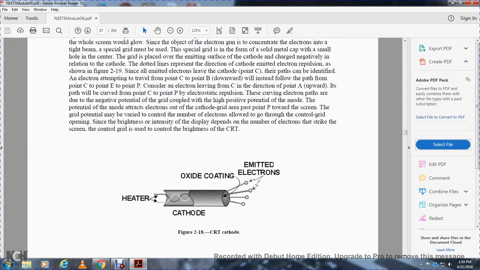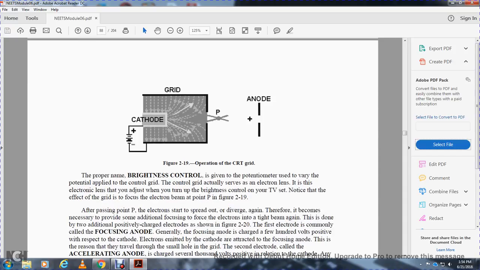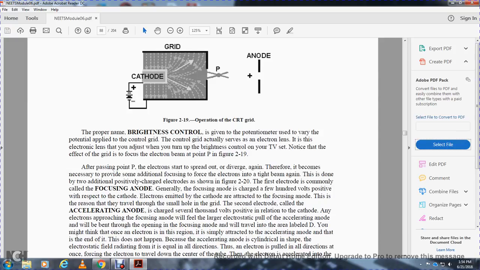Figure 218, the cathode ray tube cathode, shows the heater and the cathode's oxide coating emitting electrons. Figure 219, operating cathode ray tube grid, shows the cathode and grid, with the electrons converging to the anode at point P.